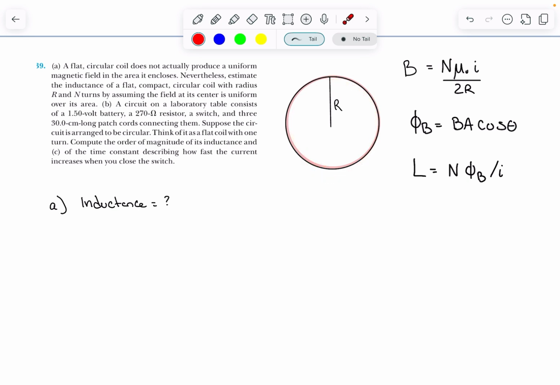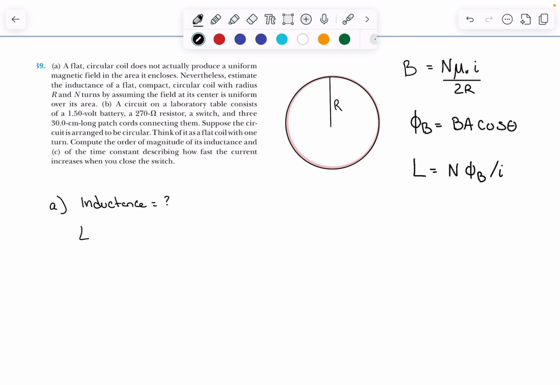So we're not actually given numbers for r or n, we just want an expression for this generic type of situation. These are the three equations we need. This is the magnetic field produced by a ring. This is our equation for flux for a very basic scenario like this. And this is our equation for the inductance. So let's plug everything together.